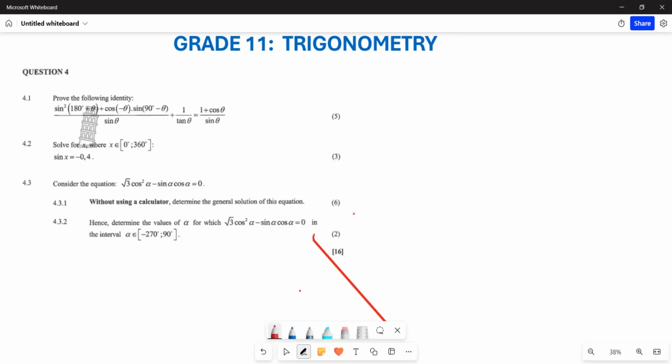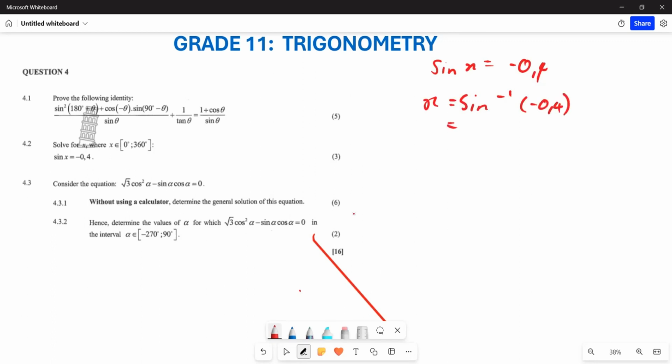Look, now the second one, they say solve for x, where x is an element of 0 degrees to 360 degrees, right? So basically here they want us to use our what? They want us to apply our general solution. You are given that sine x is equal to negative 0.4. So which means basically x is equal to shift sine of what? Of negative 0.4.